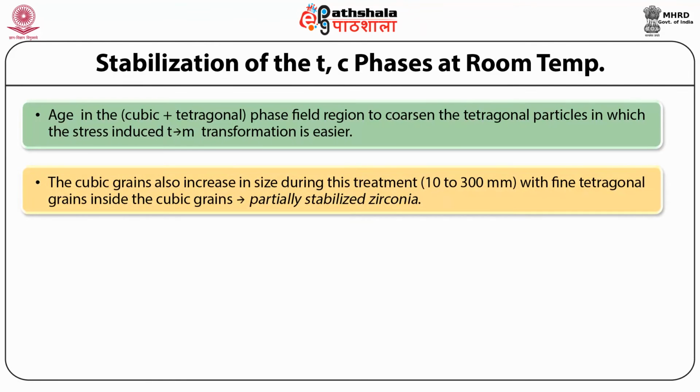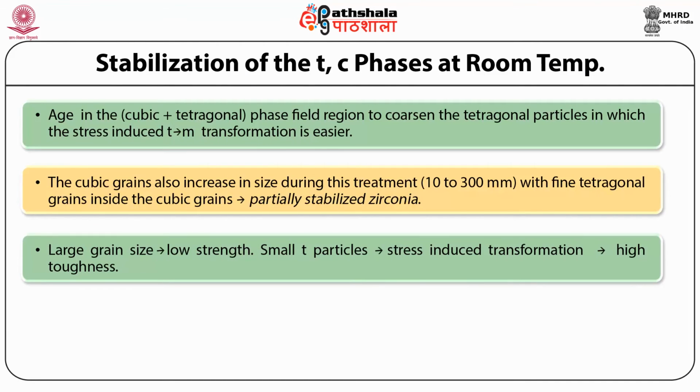The cubic grains also increase in size during this treatment, and as a result, a material consisting of larger cubic grains, that is 10 to 300 micrometers, with fine tetragonal grains inside the cubic grains is obtained. The material is called partially stabilized zirconia, and due to large grain size, these materials have a low strength of the order of 700 to 800 megapascal, and the strength can be increased if fine powder prepared by chemical routes is used.